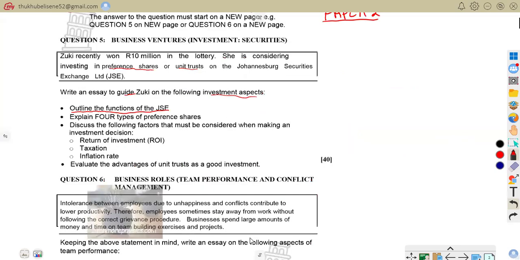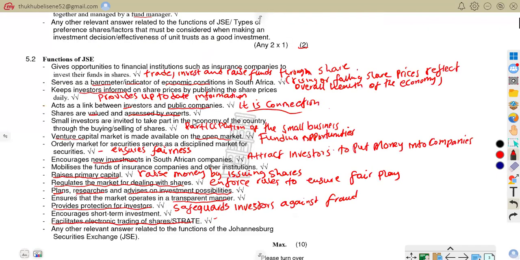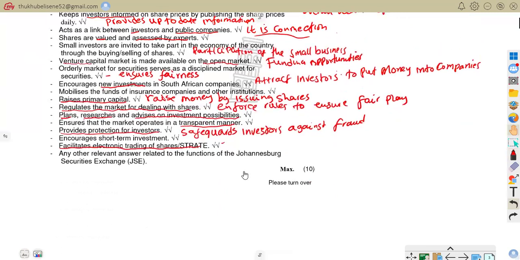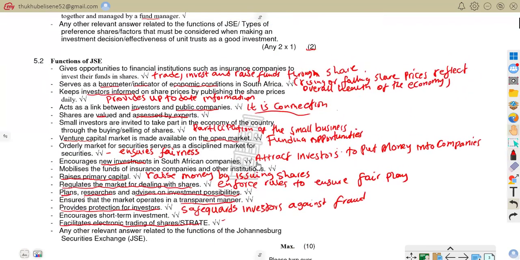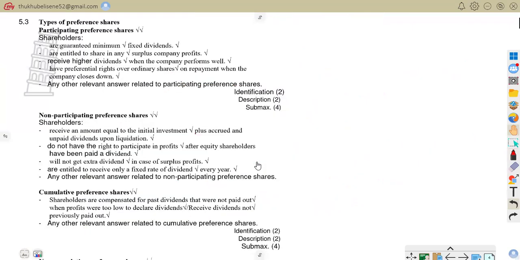So now let us move on to another aspect. The other aspect says: explain four types of preference shares. Now we are to give four types of preference shares. So let us move on and try to give answers on that aspect.